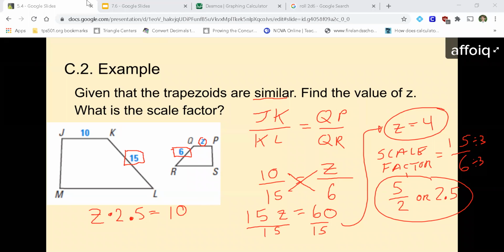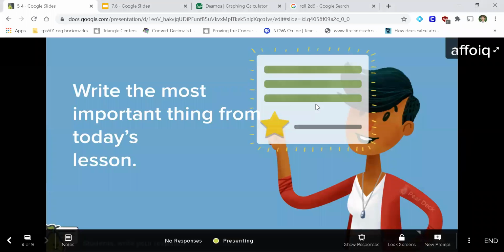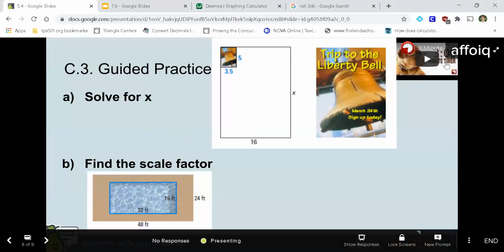Okay, last one. I've got 2 problems here that I'd like you to do. This poster, Trip to the Liberty Bell, has been shrunk to this size. It's a 3.5 by 5. The original had a length of 16. Tell me what the width is. And again, this was shrunk proportionally.